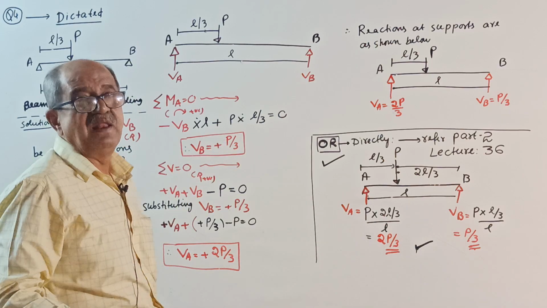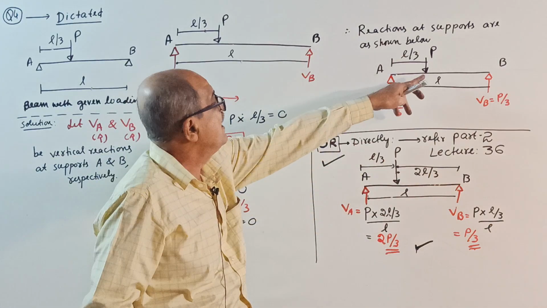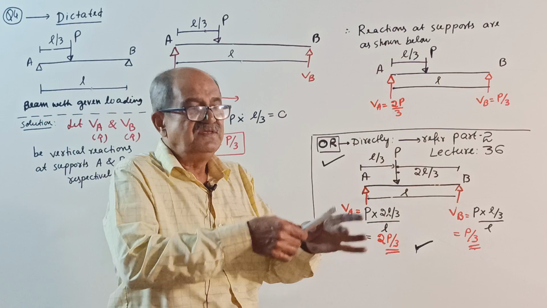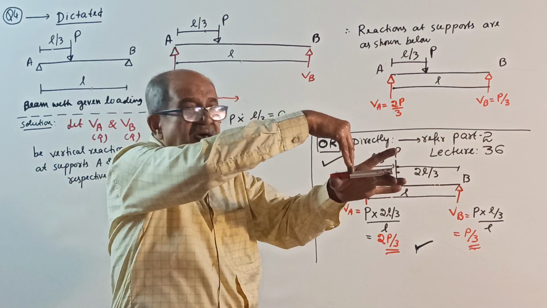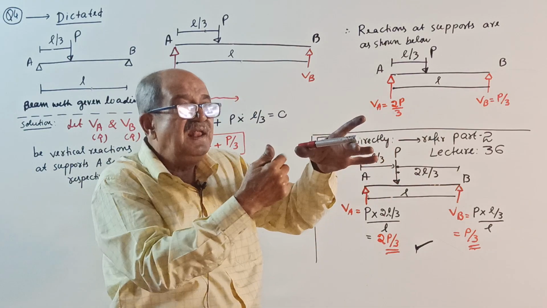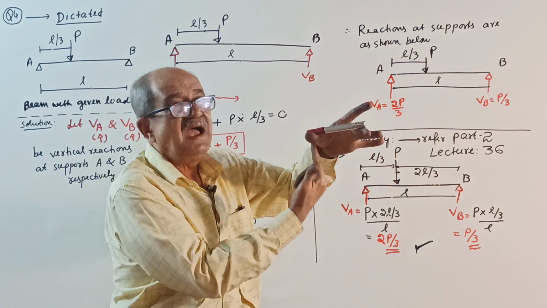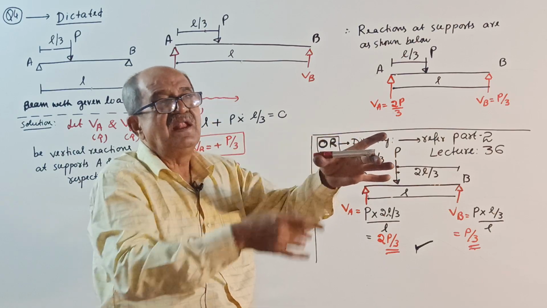And one more thing I will tell. Observe one thing. See here, see the result here. Here the load is near to support A. See, your beam is like this. You should observe these things. Load is applied near, which means this load will press the left support more than the right support, so this reaction is more, that reaction is less.